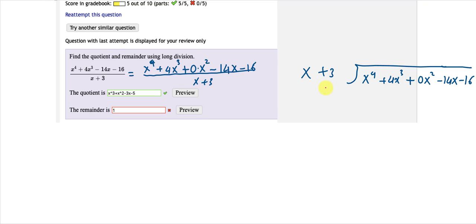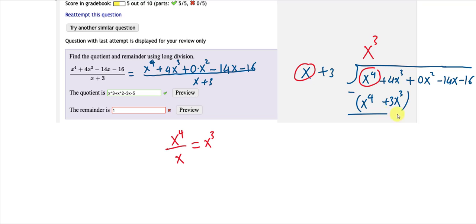Again, I take the first term and divide by the first term. x to the 4 divided by x gives me x cubed, so I write x cubed here. Now I multiply this to both of them. So x cubed multiplied by x gives me x to the 4. x cubed multiplied by 3 gives me 3x to the third power. And then I do subtraction. x to the 4 subtract x to the 4 is 0. 4x cubed minus 3x cubed gives me 1x cubed.